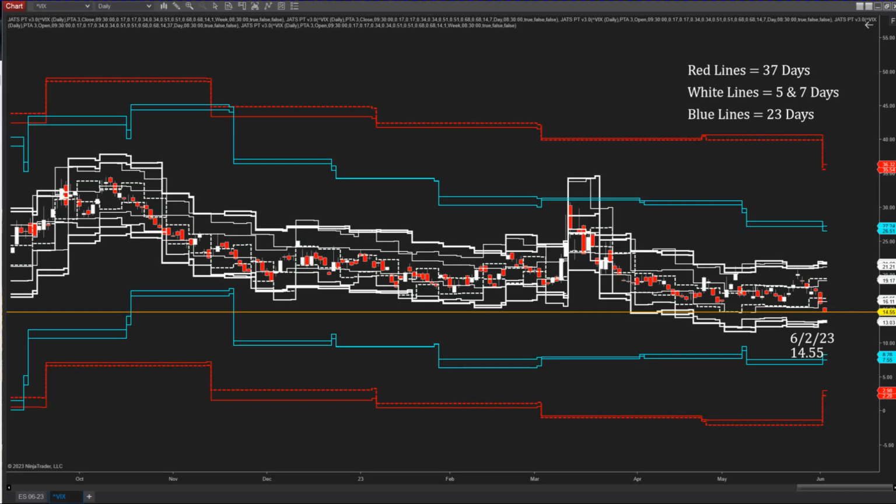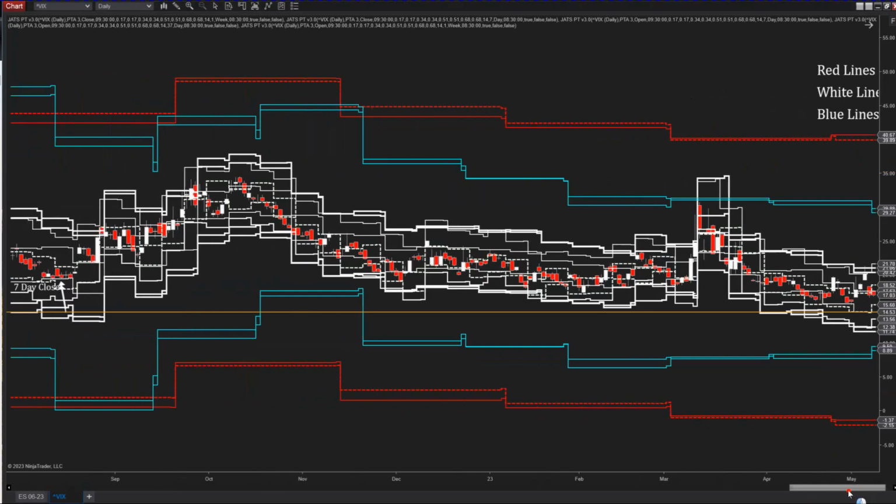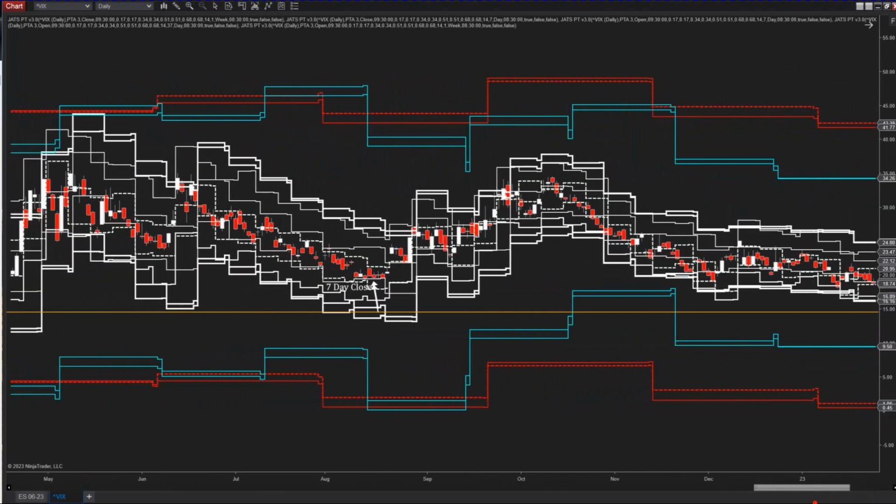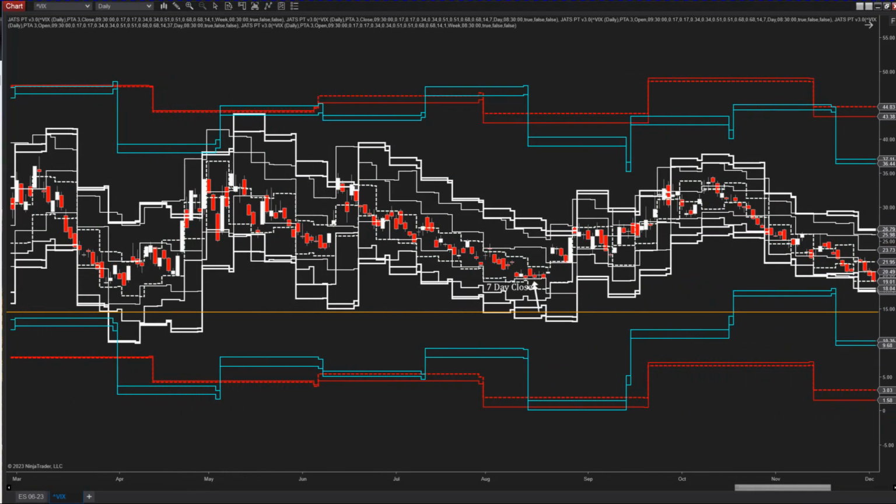I'm going to look at the VIX and the ES today and talk about what's going on with the volatility. We're at the lowest volatility in quite a while. It printed at 1455 on Friday. The white lines are weekly levels. The blue lines are 23 days, and 37 are the red. And so we're at very low volatility for quite a while.